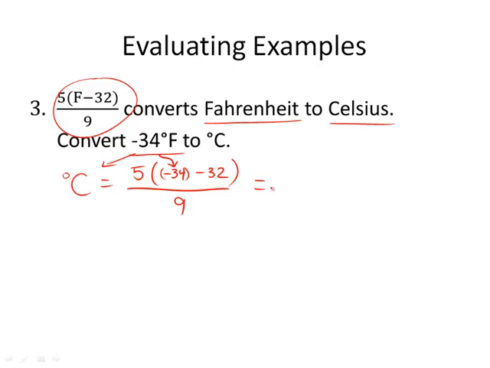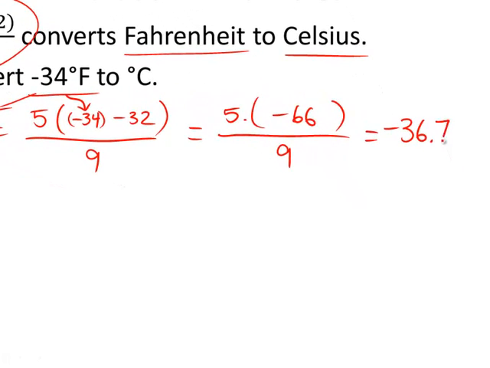Let's try that out. BEDMAS requires us to follow the brackets first, so let's complete inside this bracket first. -34 minus 32 gives us -66. It's all over 9. So you could go 5 times -66 divided by 9 and find the answer. So let's try that. 5 times -66 divided by 9. And that gives us -36.6 repeated, which I'm going to round to -36.7, and that's degrees Celsius.